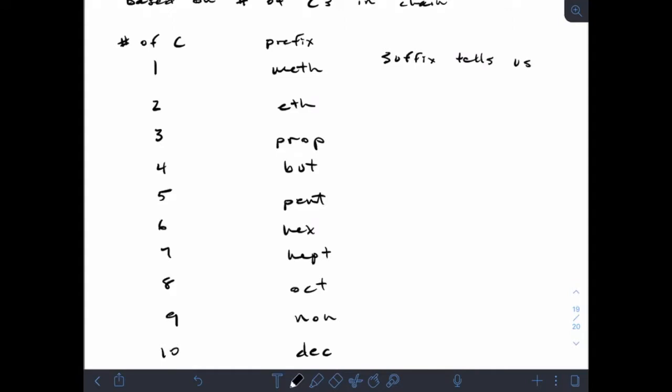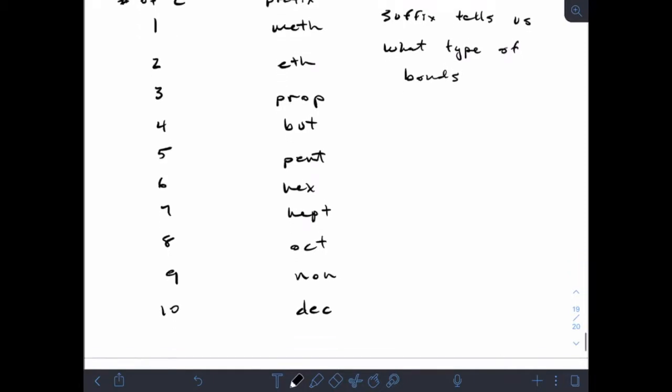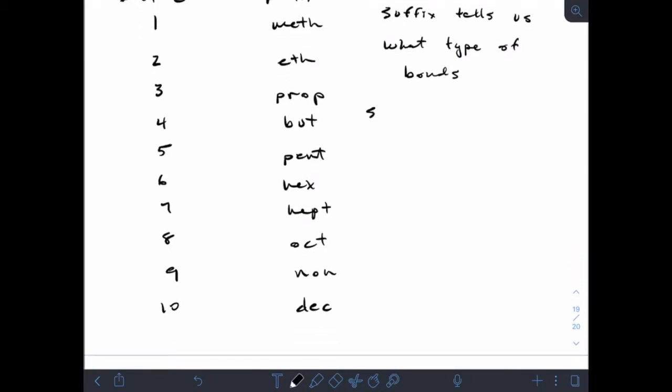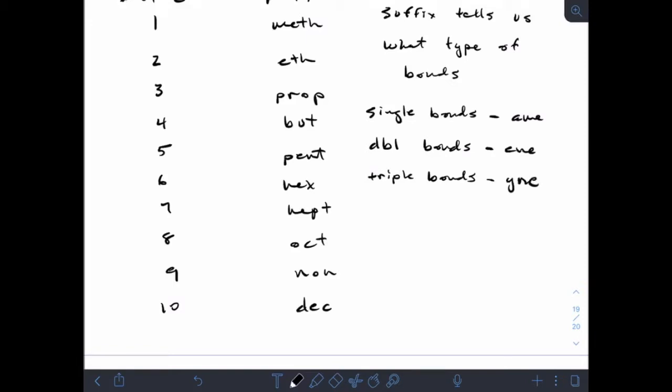and then the suffix tells us what type of bonds. If I have single bonds, we have the suffix of ane, A-N-E. If I have double bonds, I have E-N-E, ene. And if I have triple bonds, it's yne, Y-N-E. Okay, so let's do a little bit of practice.